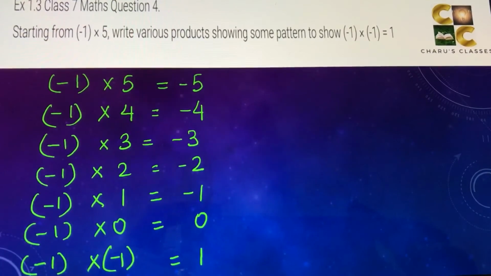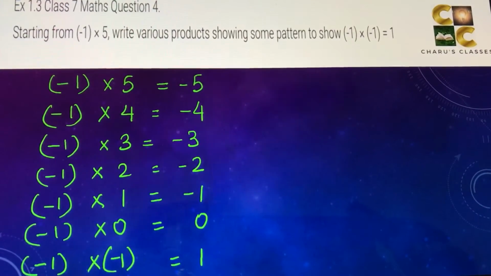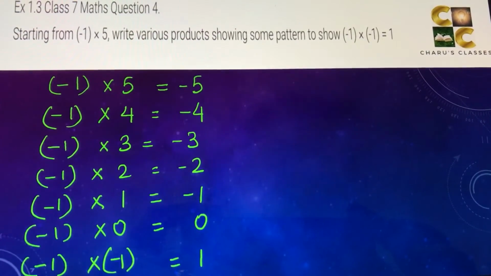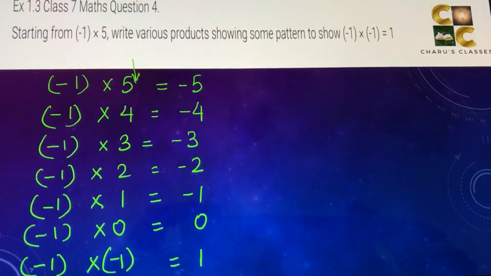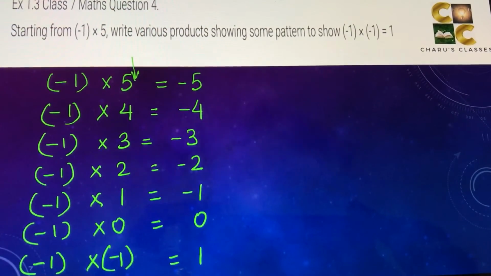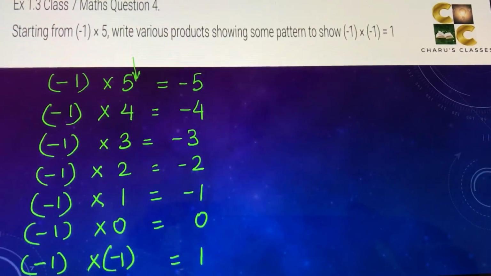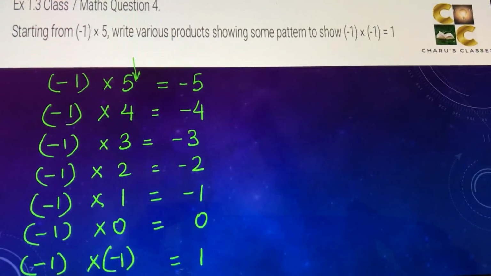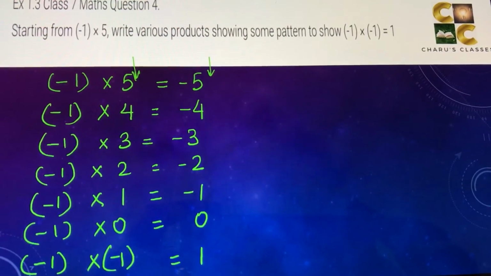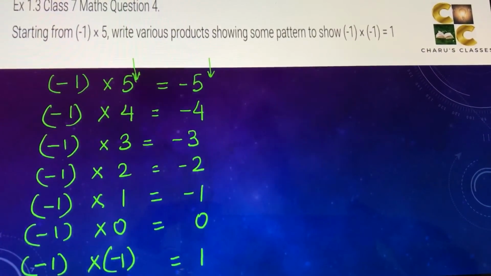The first number is minus 1 throughout. उसके बाद the numbers are in decreasing order. minus 1 into 5 से शुरू करके हम minus 1 into minus 1 तक जा रहे हैं. So इस second column में the numbers are decreasing: 5, 4, 3, 2, 1, 0, minus 1. And the answer is also showing a pattern. The answer is minus 5, minus 4, minus 3, minus 2, minus 1, 0 and 1.